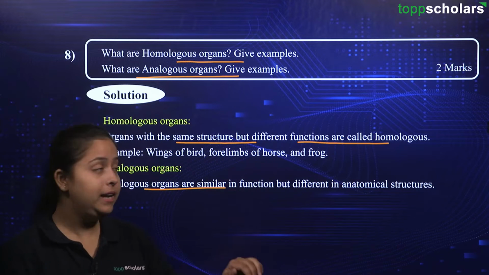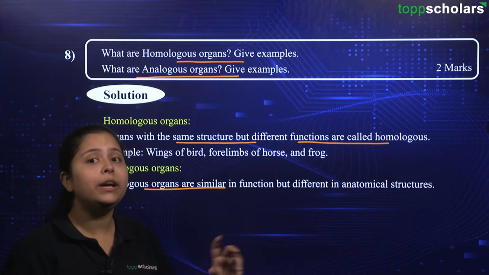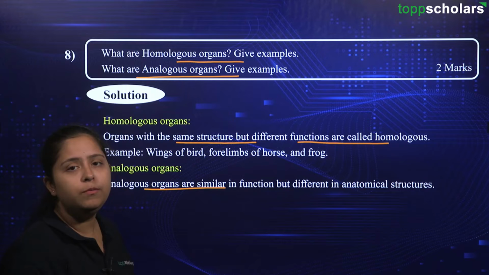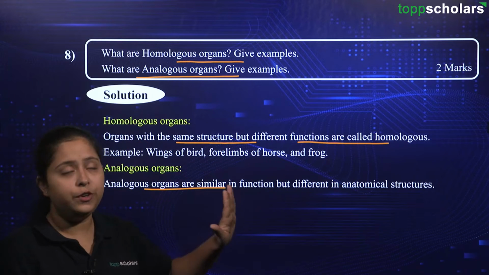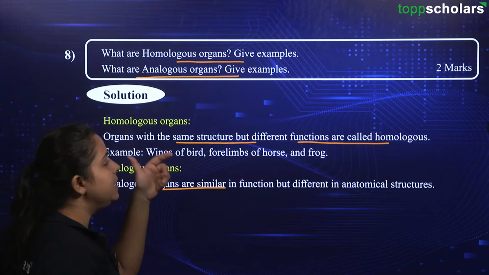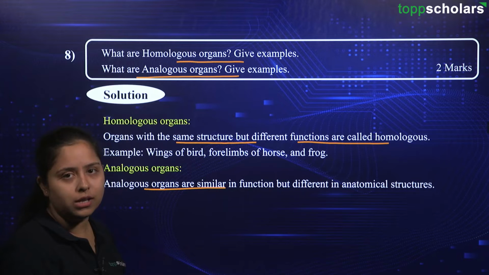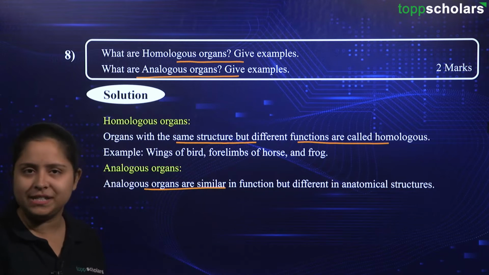It hops, right? The horse is generally running, or it is adapted to quick running things, right? Wings of bird, they are adapted to fly, right? So the functions they are serving is different, but their structure is same. You can also remember these examples and you can correlate it to the homologous organs, okay? Just don't mess it up with the analogous organs examples, okay?